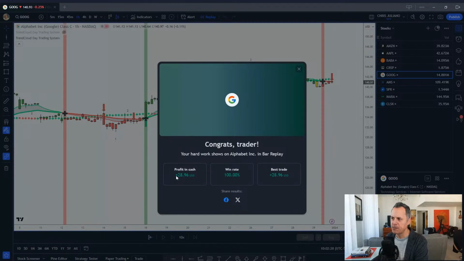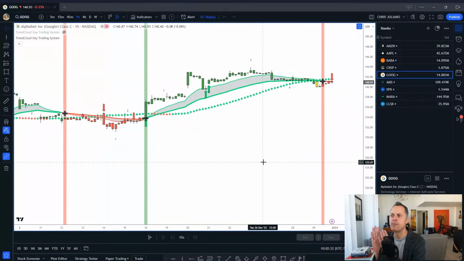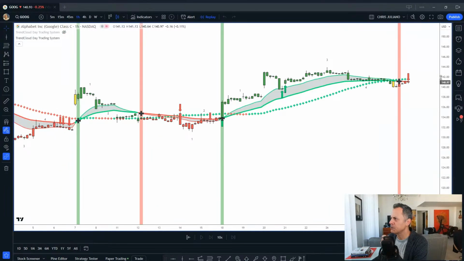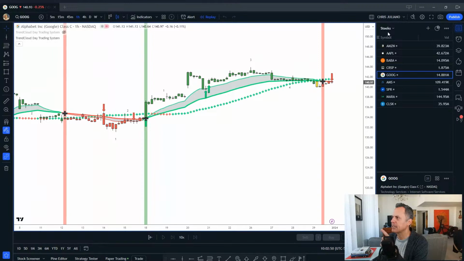Okay. We made money. We're accumulating Google. That is the best way to build up a small account of $2,000 if you're a beginner. If you're more advanced, then you can go and get into trading.